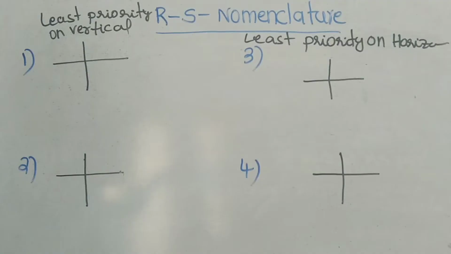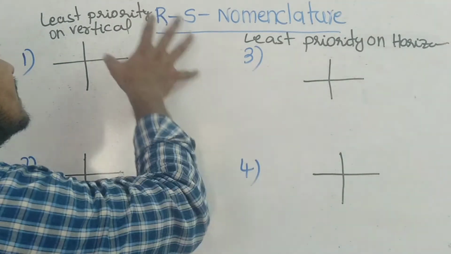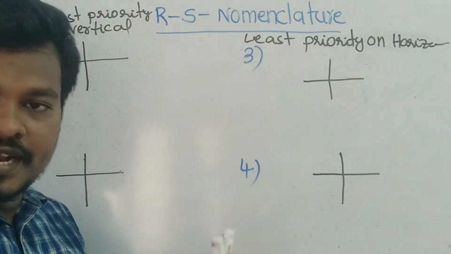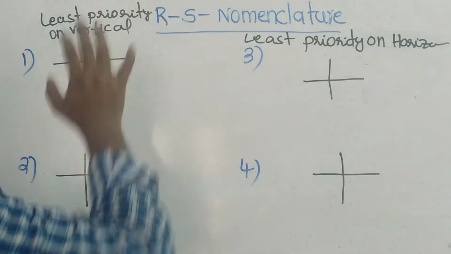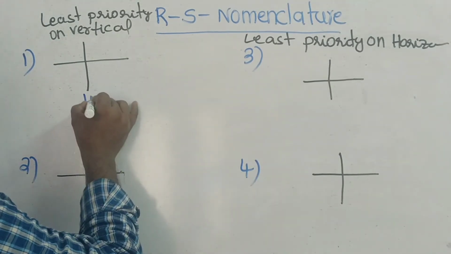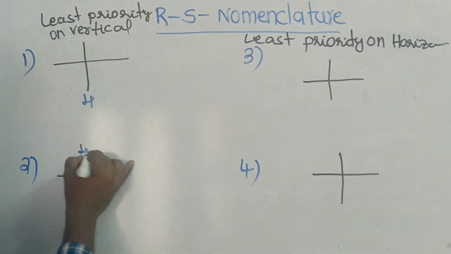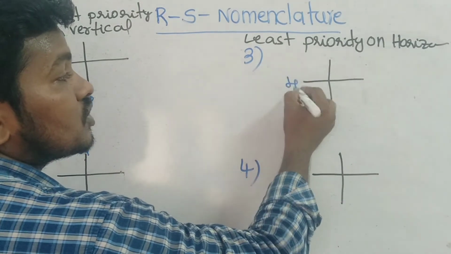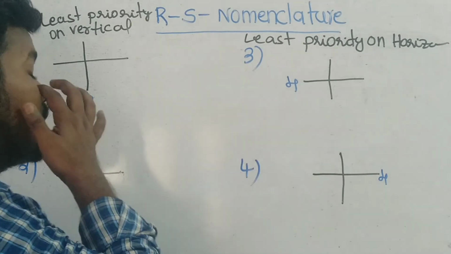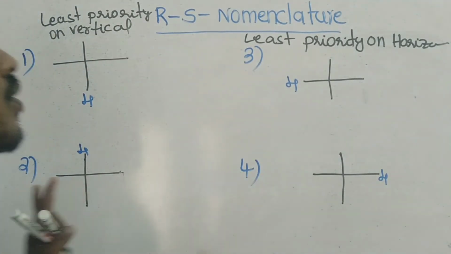Now, after assigning the priority order, we will get the least priority group, and we have to identify whether it is in a vertical position or a horizontal position. The least priority is the fourth priority. Vertical position means top or bottom, whatever it may be. For example, here it is present. If it is present in the horizontal position, whether left side or right side, we have to identify. First of all, we have to identify whether the least priority group is in the vertical or horizontal position.